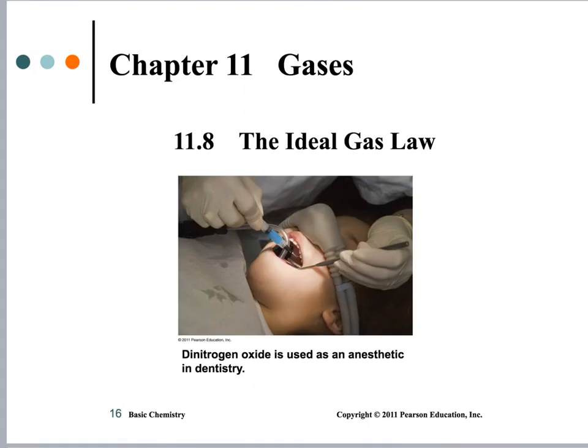All right, we come back to a new gas law. Everything else, 11.1 to 11.7, has basically been dealing with the same gas laws. Now we come to what I call the nerd law, PV equals nRT. Since I'm a nerd, I can say that, but PV equals nRT.